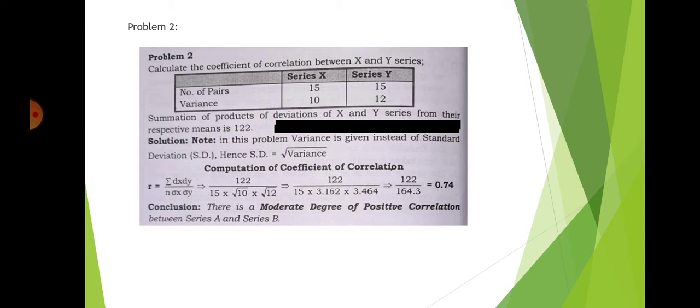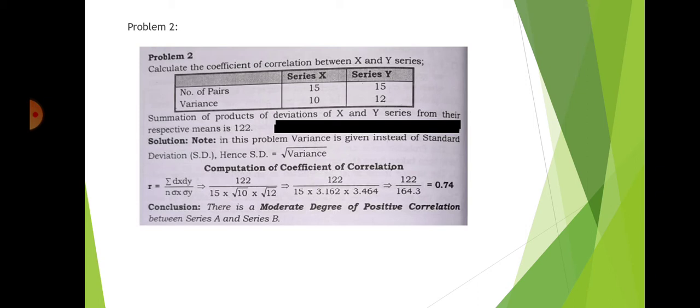Therefore, sigma dx dy divided by n into sigma x by sigma into sigma y. Therefore, the value is 122 divided by 15 into root 10 into root 12. You have to simplify these values to get 0.74 as the coefficient of correlation. Now, there is a moderate degree of positive correlation, because 0.74 is there.